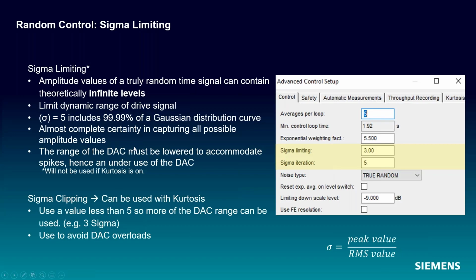This is important because we need to run this on a shaker. A shaker does not have infinite stroke or infinite force to it. So sigma limiting essentially clips the peaks to avoid having any type of DAC overloads going out to the shaker or any over travel that can happen.